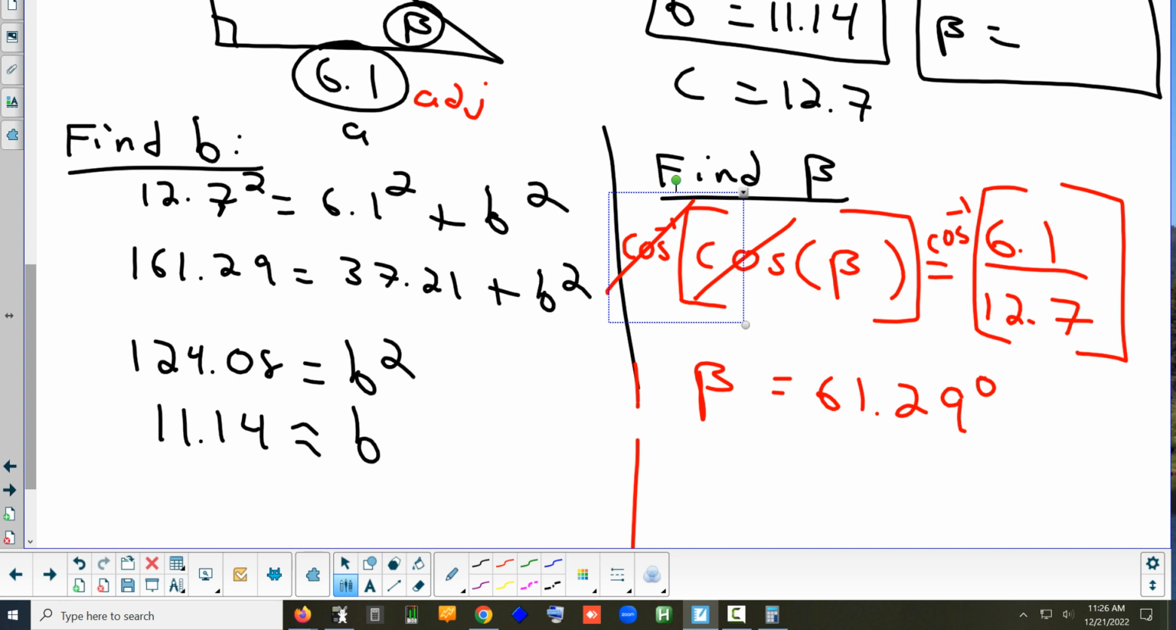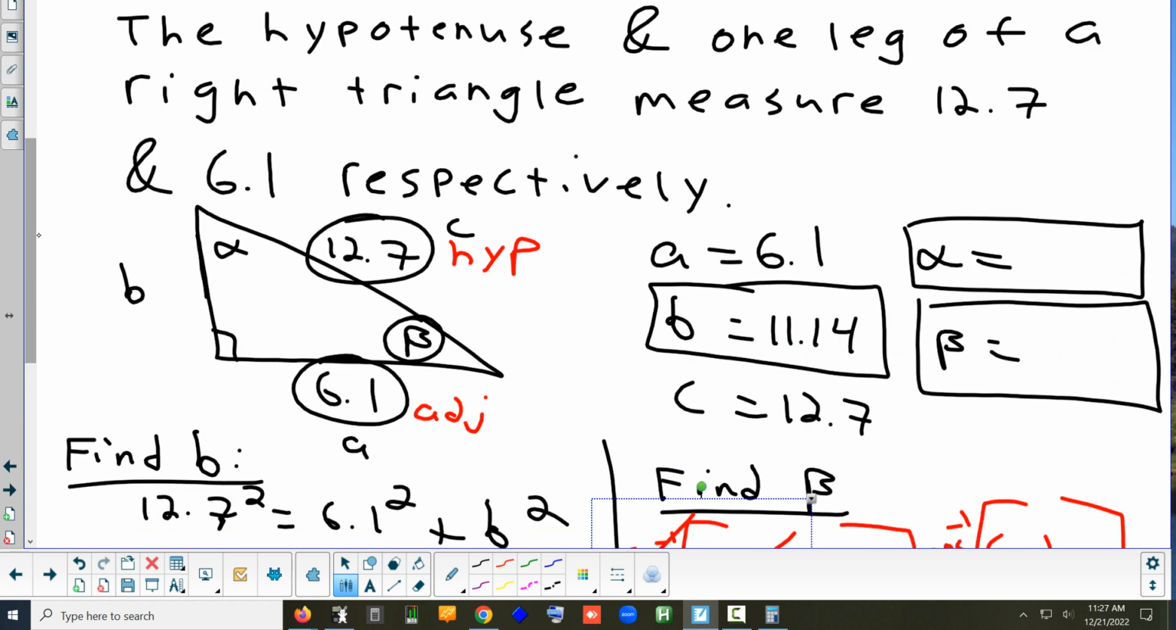No. 1 over cosine would be secant. So this -1 doesn't have anything to do with flipping something. It's like the -1 is a special symbol that means inverse. So don't even think of this -1 as an exponent. It's not. I know it looks like it is. All right, so 61.29.